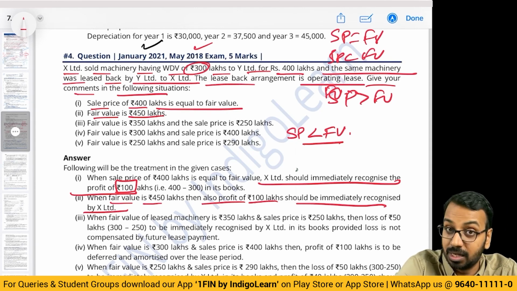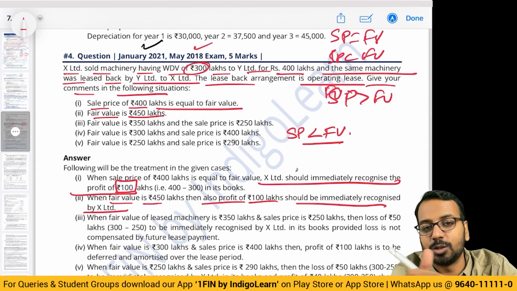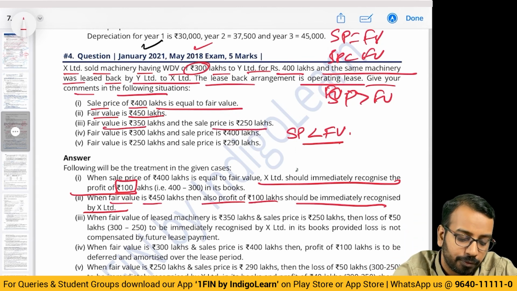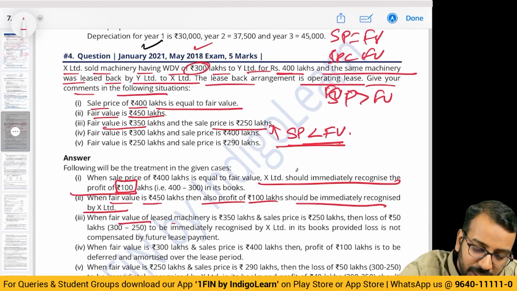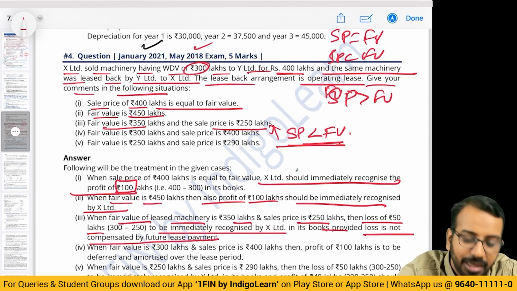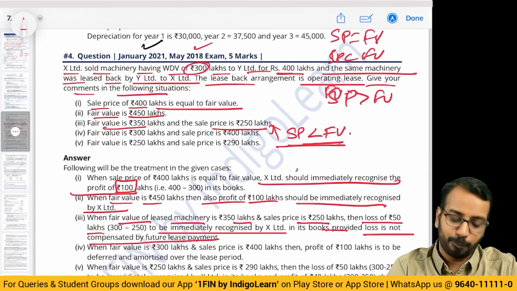There is no loss. If there is a loss, and if it is compensated by future reduction in lease payments, that is what you have to refer. Fair value is 350, sale price is 250. So here we have changed. So selling price is less than fair value even in this case. So when the fair value of leased machinery is 350, selling price is 250, loss of 50 is to be immediately recognized in its books, provided loss is not compensated by future lease payment. So what if loss is compensated? Then that loss has to be deferred.